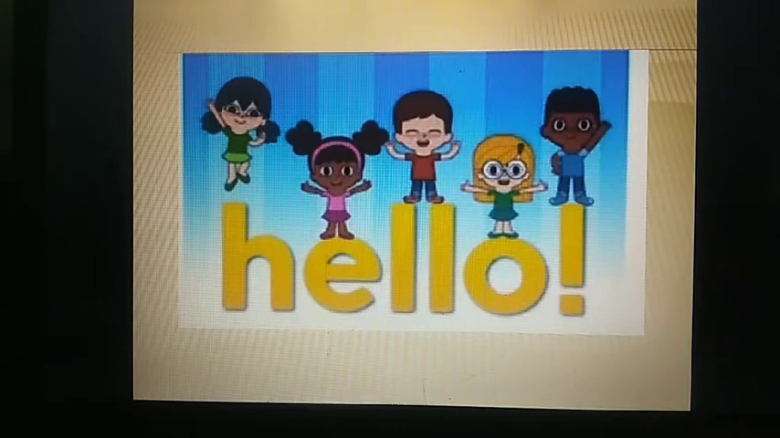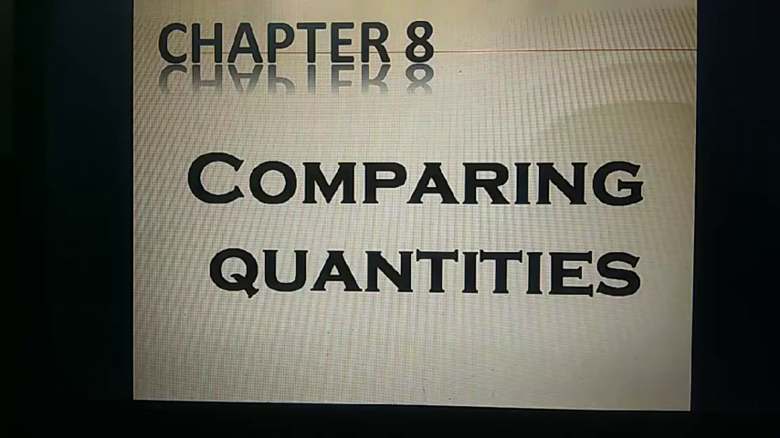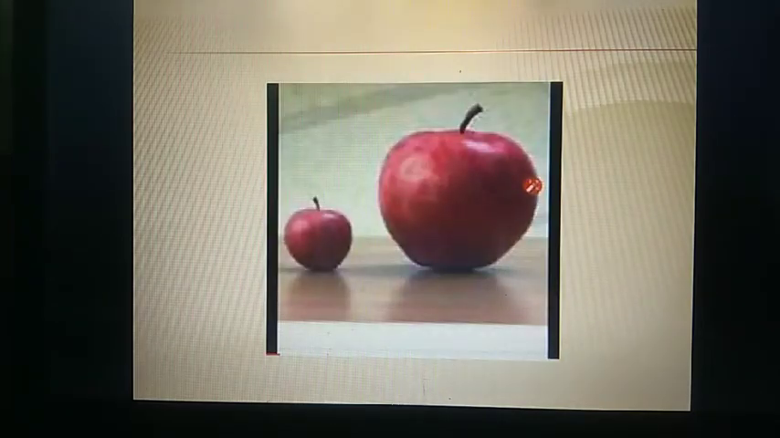Today we will start with chapter 8, Comparing Quantities. My dear children, in our daily life there are many occasions when we compare two quantities. Suppose here we are comparing the heights. We can say that the boy wearing the red t-shirt is taller than the second boy. Similarly, if we want to compare the size, we can say that the apple on the left is smaller than the apple on the right.